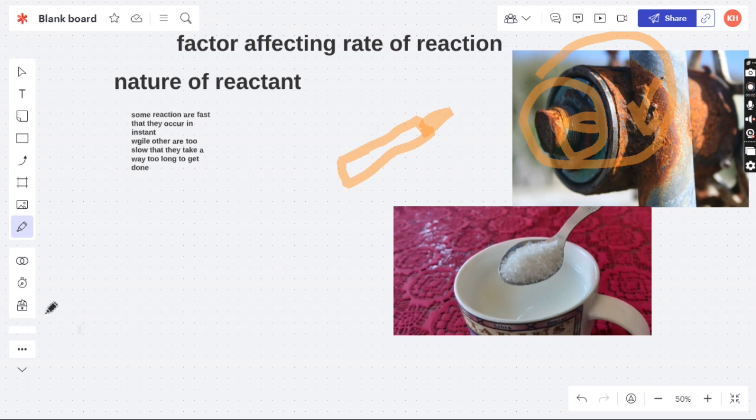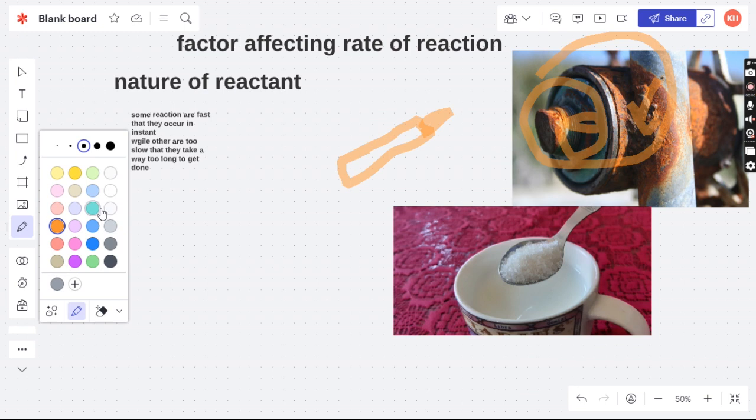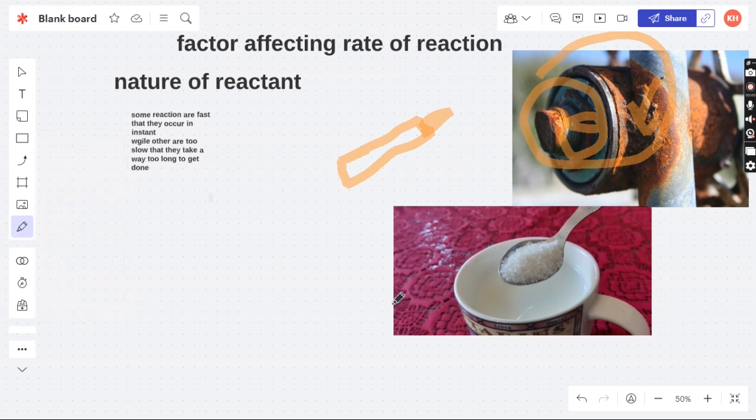If we talk about sugar, if you want to dissolve sugar, the most appropriate way is to take hot milk and add the sugar into it, and it gets dissolved in an instant of time. So this is a very fast reaction, and the other is a very slow reaction. You cannot determine their rate of reaction.